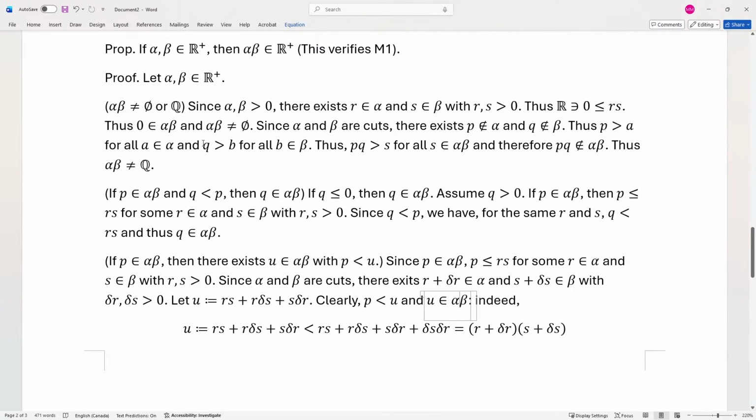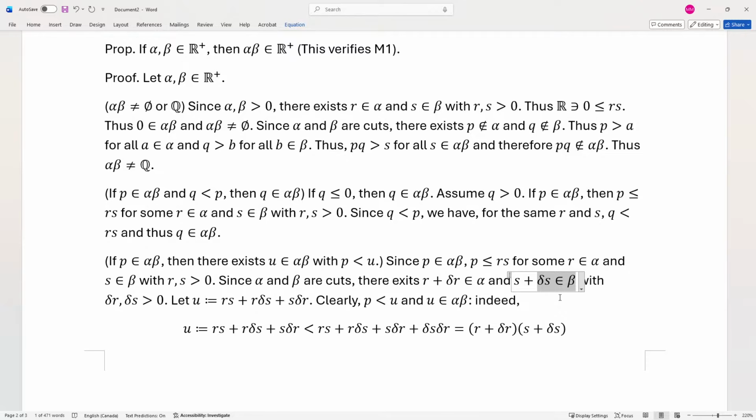I'm pretty sure these aren't the unique steps. I'm not saying this is the proof. I'm pretty sure there are other ways to construct the U, for example. But for an existence proof, you will have to give an example of it. That's the requirement. So here we let P be an arbitrary element in alpha times beta, and by the definition of alpha times beta, there exist R and S such that R times S bounds P. Based on R and S, we construct R plus delta R in alpha and S plus delta S in beta, because alpha and beta have no greatest element. You can always squeeze a little bit to the right. It never reaches the maximum, because the maximum doesn't exist.